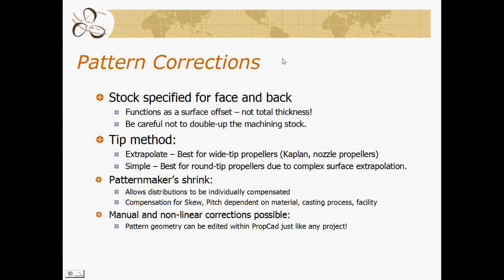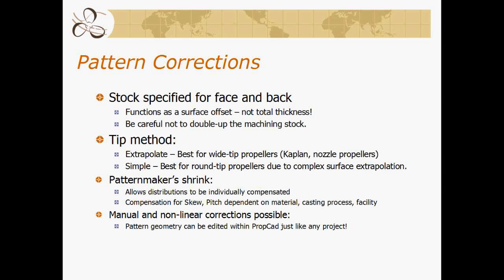So to just review what we just did within the pattern corrections utility, we specified individual stock for the face, back, the outline, as well as the hub. We then saved it as a machining model so that we could use that as the stock model for generating CNC tool paths or robotic polishing methods. Then we added our shrinkage factors, and this allowed us to create our pattern geometry. So some interesting things to review and to pay attention to.